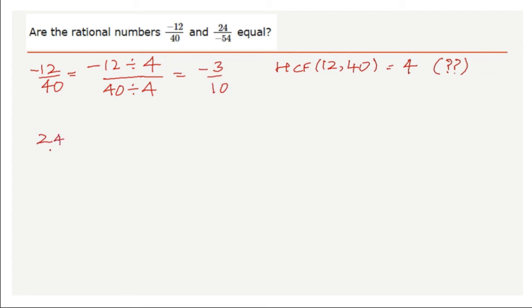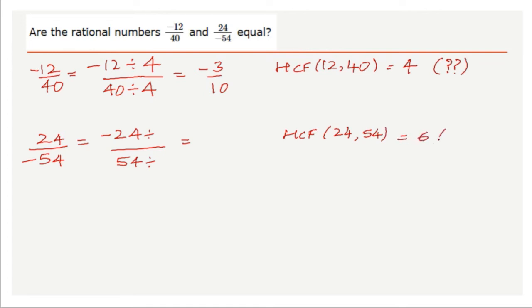In a similar way, when 24 and negative 54 are to be expressed in standard form, we need to divide the numerator and the denominator by the highest common factor. The highest common factor of 24 and 54 is 6. Again, I want you to check why this particular highest common factor is 6. On dividing by 6, we get negative 4 upon 9.